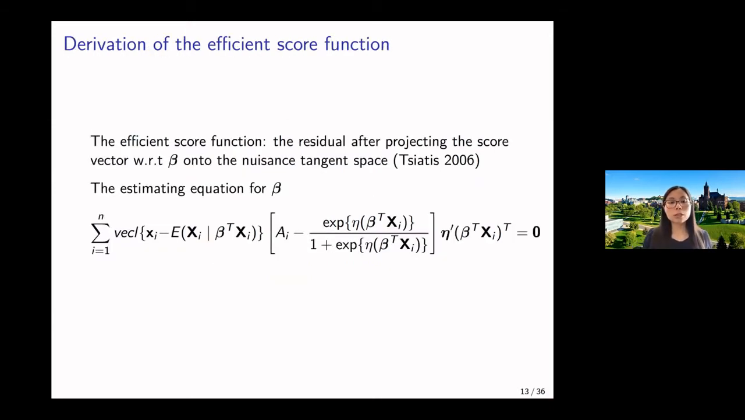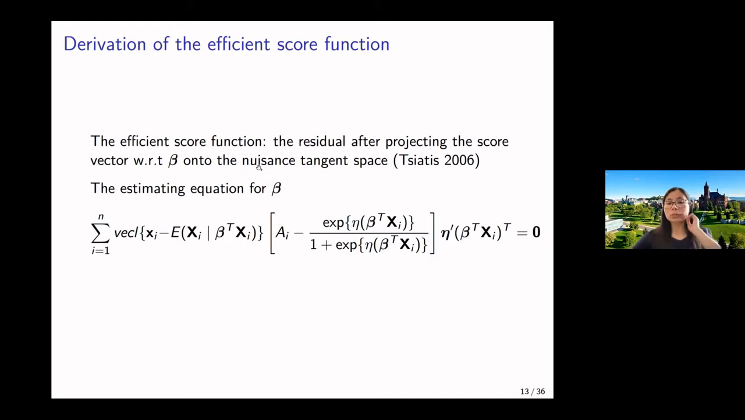The next thing I will talk about is the big idea of the estimation part, but I will skip many of the mathematical derivations. We use the semi-parametric theory and the efficient estimating function. So what is the estimating equation for beta? If we want to seek the efficient approach, then we need to derive the efficient score function. If you take mathematical statistics, you know that once you have a model, you can derive the score function. And then the efficient score is the residual after you project the score vector with respect to your parameter, which here is this beta, onto the nuisance tangent space.